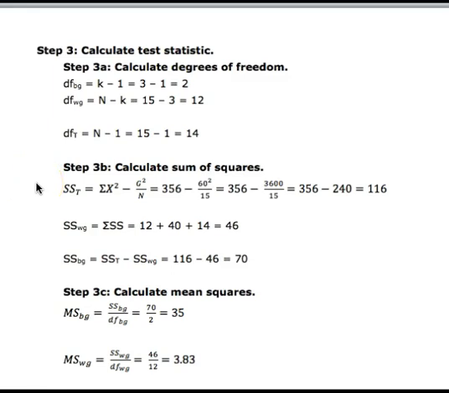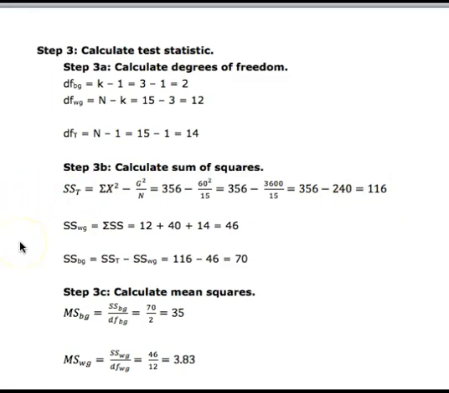Step 3b is to calculate the sum of squares. So first start with calculating the sum of squares total, right? The sum of squares total is our sigma x squared minus our grand total squared divided by n. Recall that sigma x squared is equal to 356 minus grand total of 60 squared divided by 15. So 356 minus 3600 divided by 15 is equal to 356 minus 240, which is equal to 116. That is our sum of squares total, right?